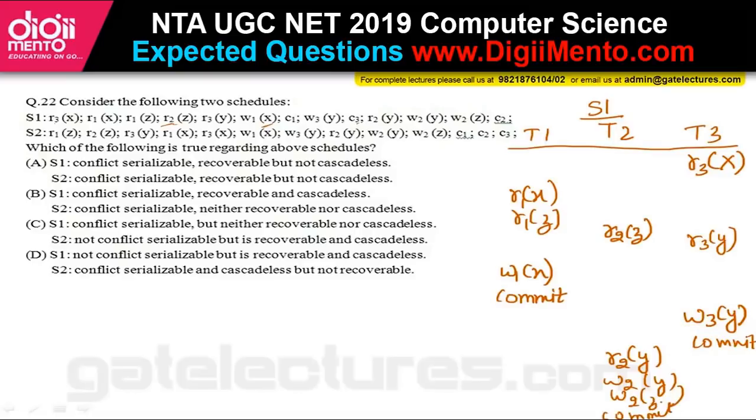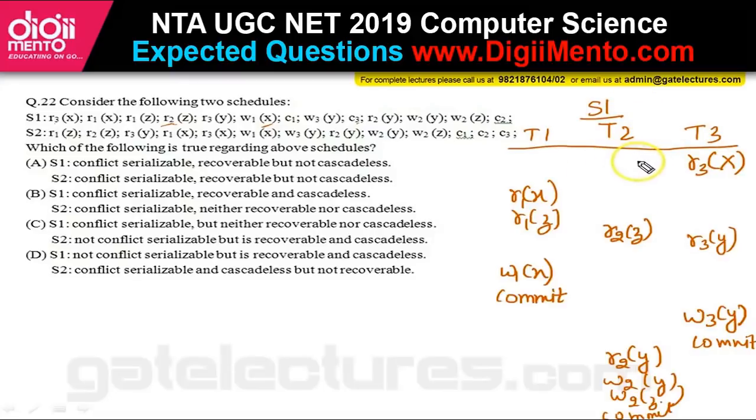Even before solving the question, we can see one thing, that S1 is recoverable. Recoverable schedules mean we do not commit until the data we are taking has committed, okay. And second one is cascadeless. Cascadeless means I will not perform the read operation from an uncommitted transaction. Okay, I will not do it.